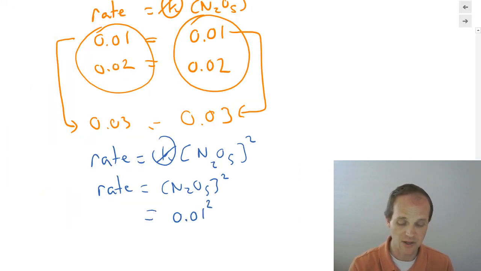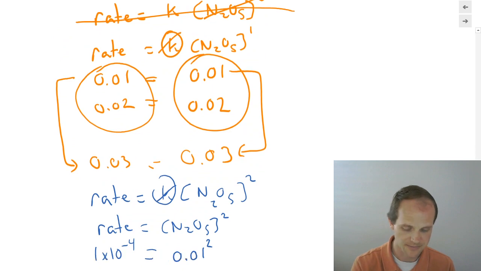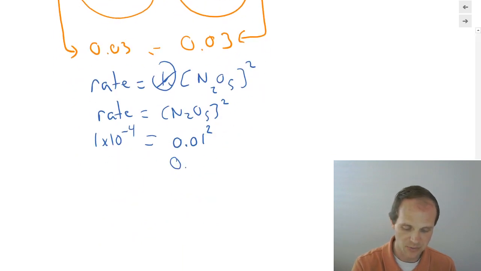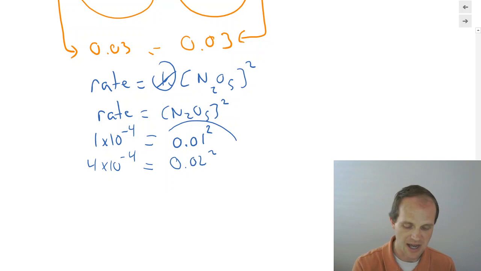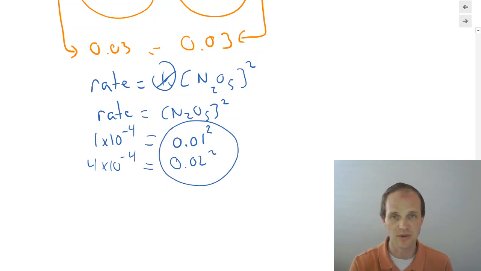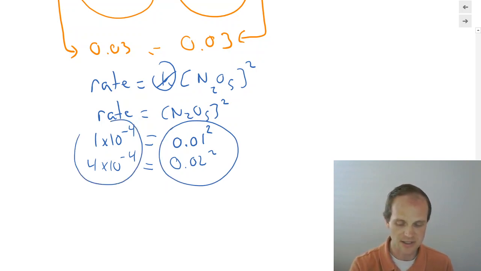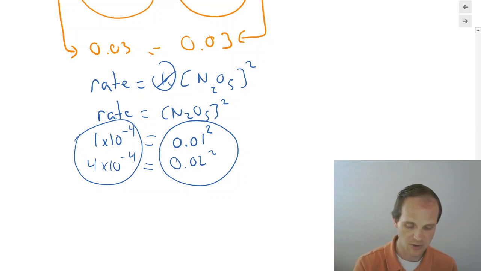0.01 squared, which is 1 times 10 to the minus 4th. If it was 0.02, we'd square that, and you'd get 4 times 10 to the minus 4th. So when we doubled our concentration, going from 0.01 to 0.02, we didn't just double our rate, we quadrupled it. It was 4 times. What if I did 0.03 squared?